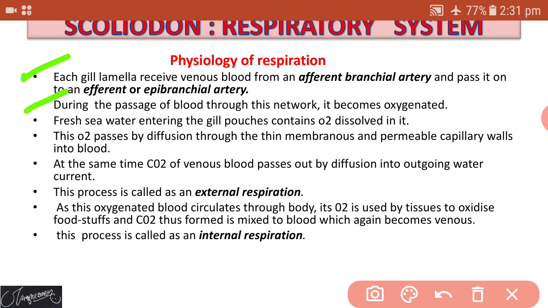The blood becomes oxygenated at the time of inspiration and expiration. Within that time, the oxygen taken in with the incoming water is dissolved into the blood, and at the same time carbon dioxide is removed from the body with the outgoing water. Fresh seawater entering the gill pouches contains O2 dissolved in it, and O2 passes by diffusion through the thin membrane and permeable capillary walls into the blood. At the same time, carbon dioxide of the venous blood passes out by diffusion into the outgoing current. This process is called external respiration.